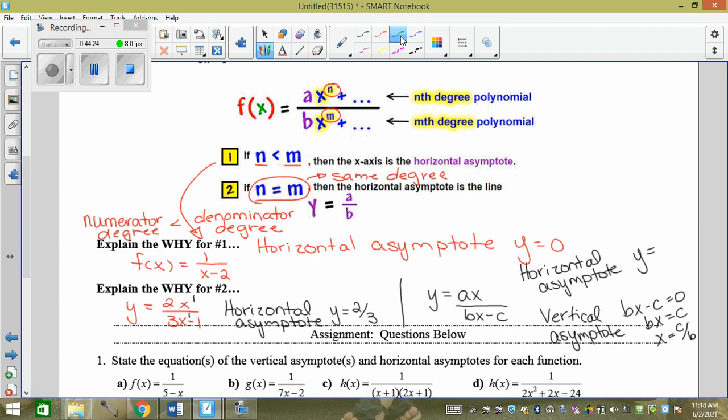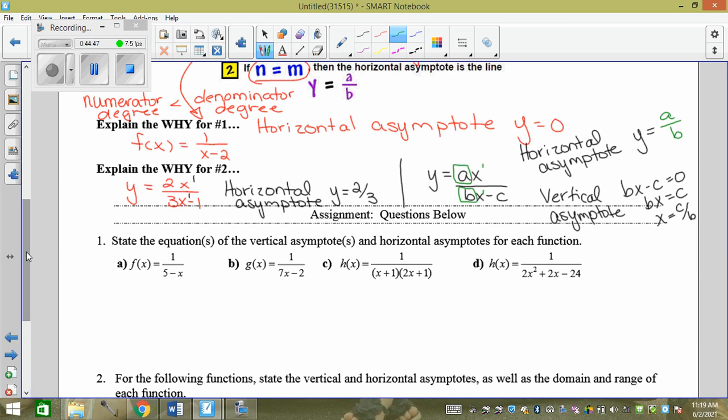Your horizontal asymptote would be just a over b. It's nothing crazy. It's not ridiculously hard. It's just different without having numbers. It would still be your leading coefficients, a over b instead of 2 over 3, right? You don't overthink it. Your assignment are the questions below.